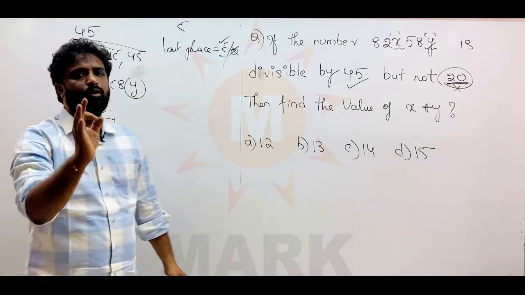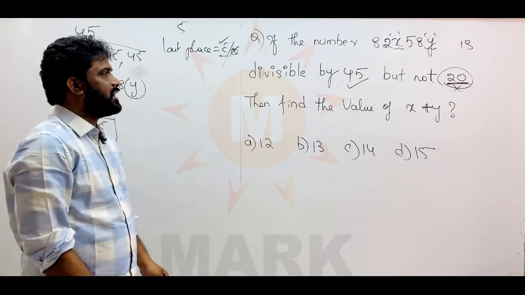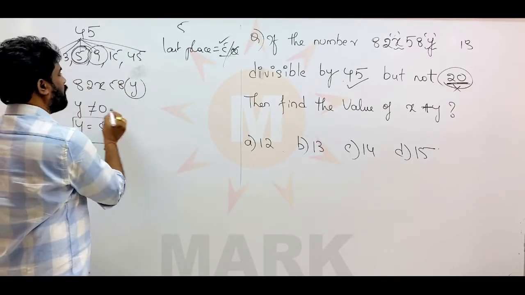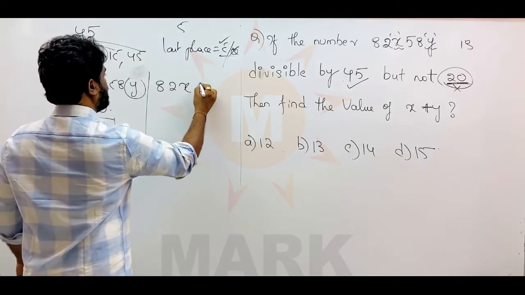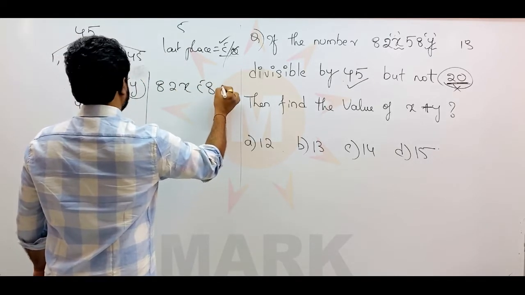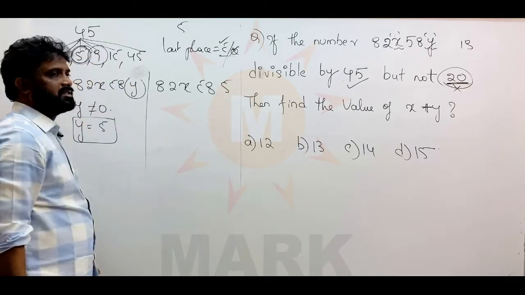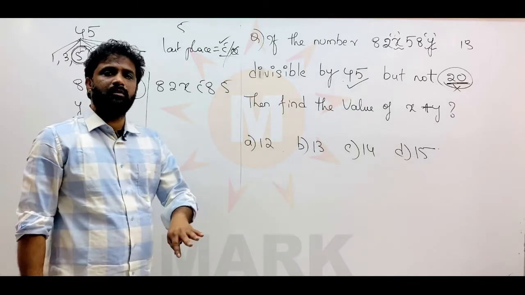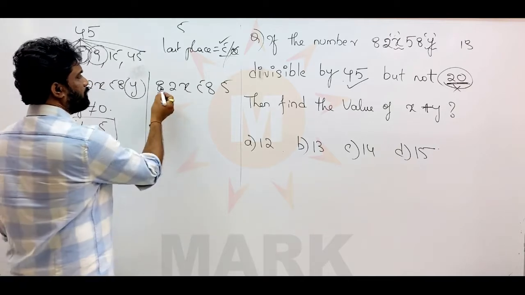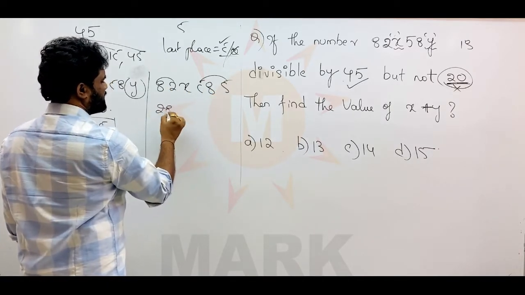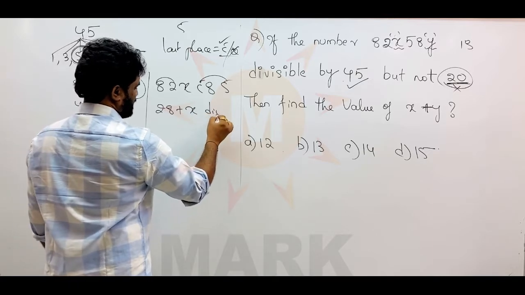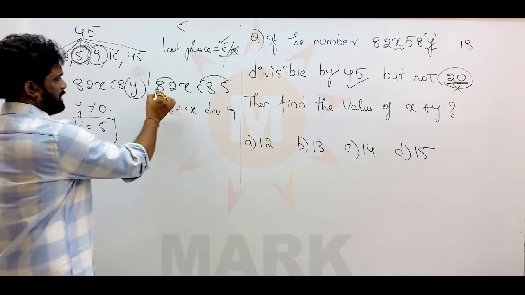9 से divisible होगा ही होगा, he is telling. They are telling 9 से divisible. That means the sum of all these numbers, 8, 2, x, 5, 8, 5, should be 9 or a multiple of 9. So I am just adding up all the numbers. 8 plus 2, 10, 5 plus 5, 10, 20, 28 plus x should be divisible by 9. Then this entire number will be divisible by 9.